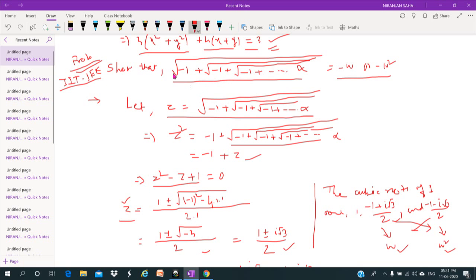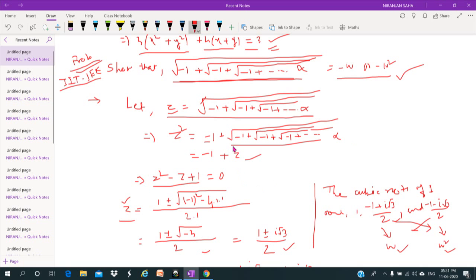Here we are given e power of minus 1 plus e power minus 1 plus e power minus 1 up to infinity is equal to minus omega or minus omega square. So we have to show that. So we take z as another number which is equal to this expression. Now we will take z square. So this will be 1 square, which we will remove. Then we will get minus 1 plus e power minus 1 plus e power minus 1 plus e power minus 1 plus up to infinity.